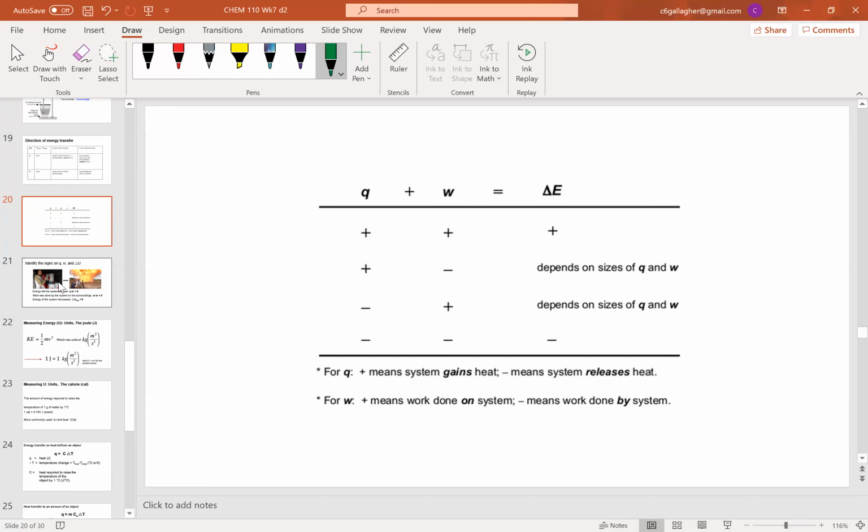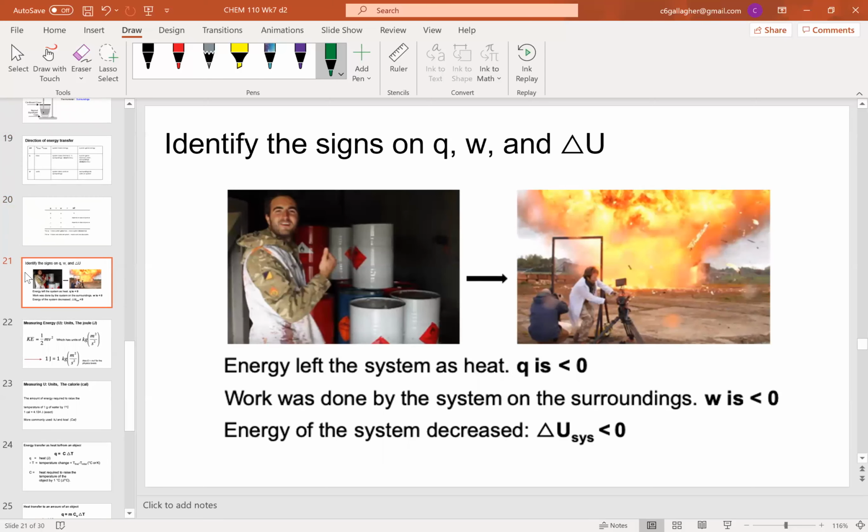So let's think about a really practical example, and we'll identify the signs. If I have fuel that's stored, the energy that left the system as heat, our Q is less than 0. The work that's done by the system on the surroundings, our work is less than 0. So the energy of the system decreased. The overall energy of the system is less than 0.